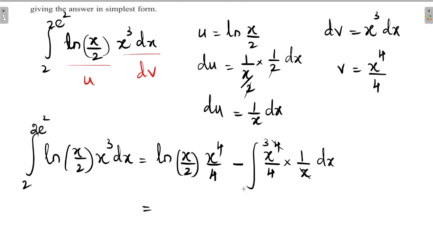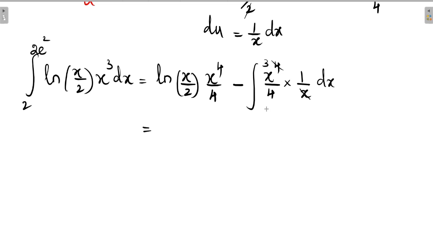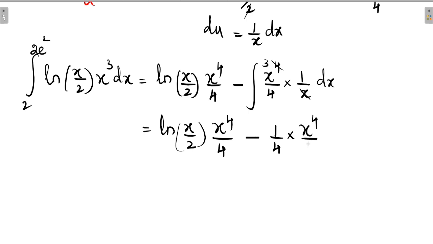So we are going to rewrite and let us integrate this part. So ln x by 2 times x power 4 by 4 minus integration of x cube, with 1 by 4 as a constant. Integration of x cube is x power 4 by 4, x power 4 by 4. The limit is 2 to 2e square. Here no extra constant, because the limit is given within the limit. So there is no extra constant.